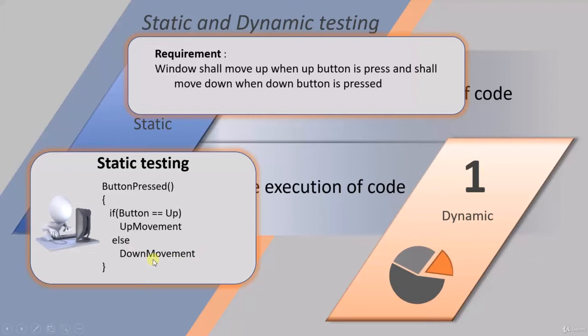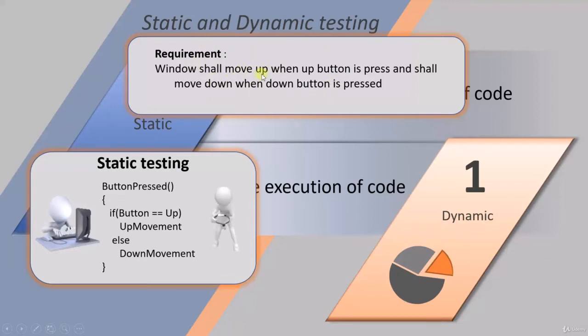Our task as a tester is to check whether this piece of code is satisfying the requirement or not. And this type of testing is known as static testing. So let's try to test this particular code. Here it's saying that if up button is pressed, then move up, but if up button is not pressed, then move down. If you execute this code, then the window will never stop moving. It will move up if you press the up button, but the moment you release the button, it will keep on moving down. This means that this code is failing to fulfill the requirement.